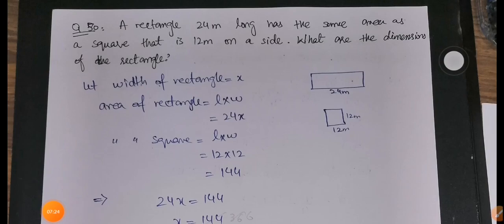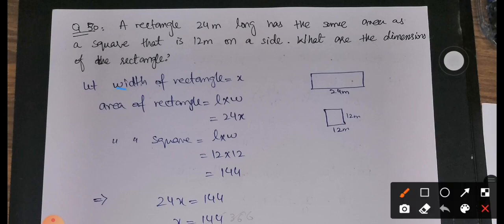Here we have question number 50 from the exercise. A rectangle 24 meters long has the same area as a square that is 12 meters on a side. What are the dimensions of the rectangle? So we are expected to find out the length and width of the rectangle basically. So let the width of the rectangle be x. Here is the rectangle in which the length is given to us, which is 24 meters. Now the area of a rectangle we all know is length into width, so it's going to be 24x.